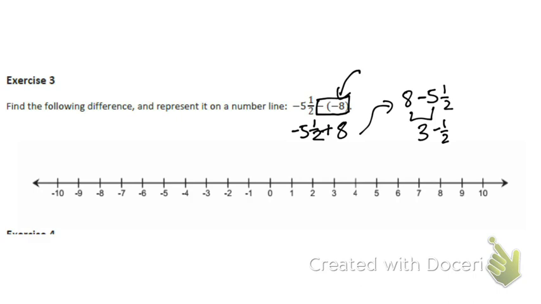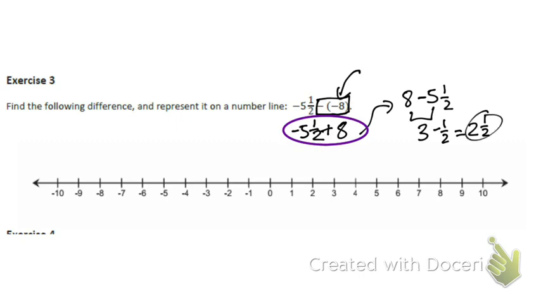Like I think we had a problem like this earlier. You have $3 and you take away half of a dollar, so 2.5. But is it going to be positive or negative? Looking back at your addition problem, which one's bigger? The positive, right? So that means your answer is going to be positive 2.5.